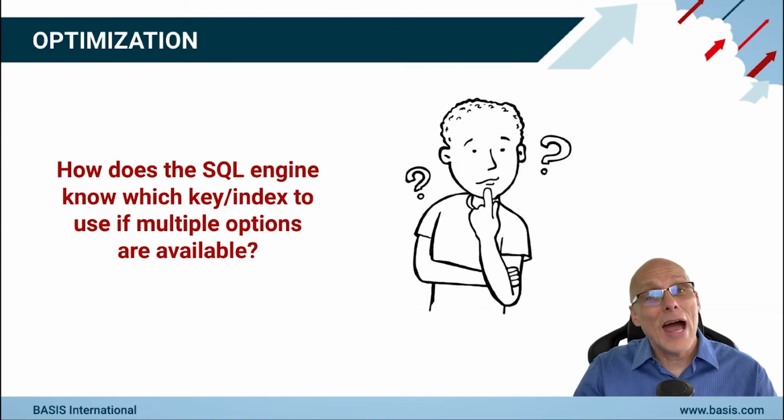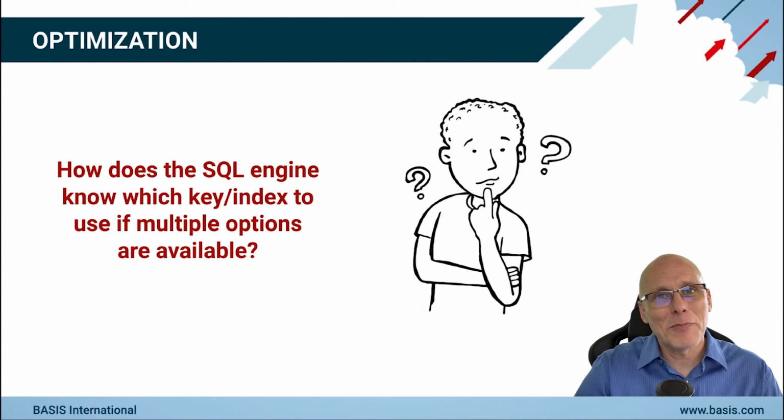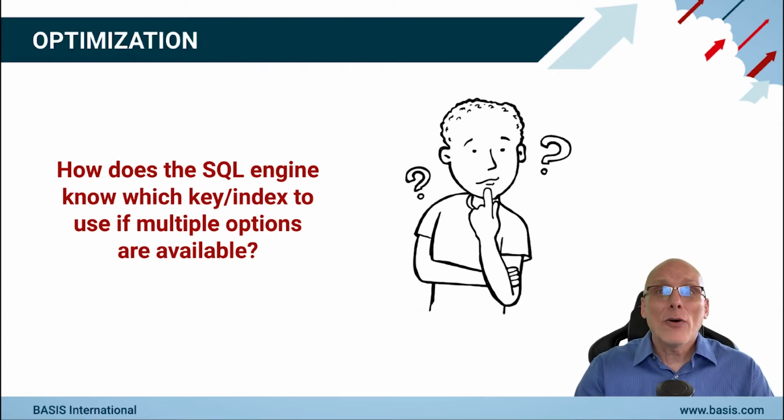All right, now we know how optimization works. We understand the inner workings, right? We are all experts on understanding the optimizations inside the SQL engine. But how does the SQL engine know which key or index to use if multiple options are available? Now, this is a great question because this is extremely common.